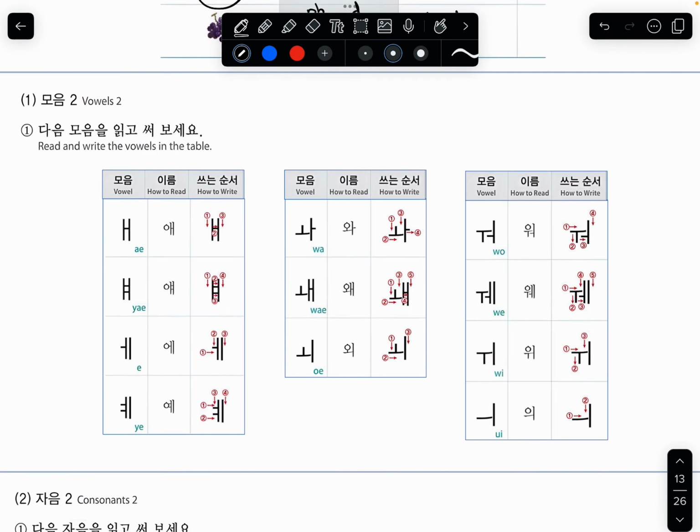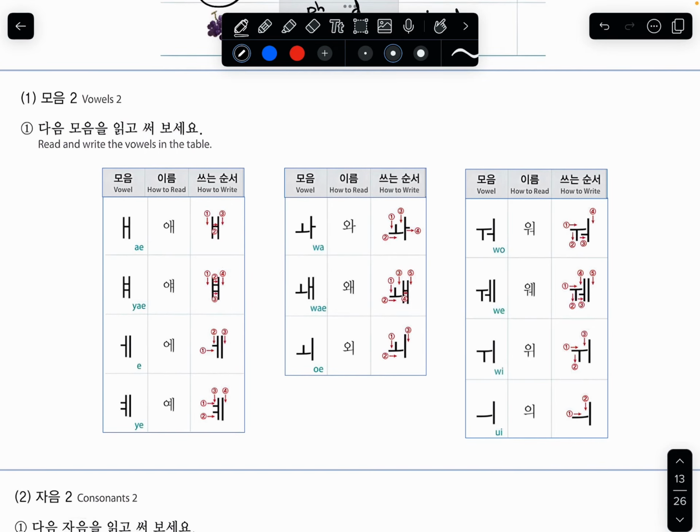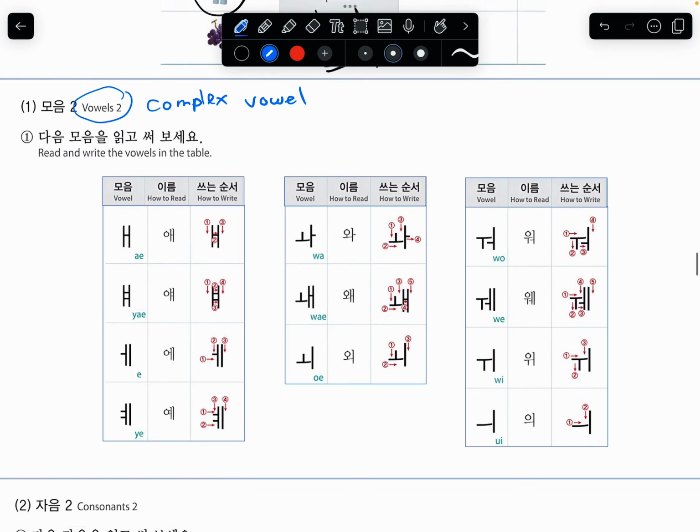Now let's move on to vowel 2. We call this vowel 2 or complex vowel. Complex vowel is actually a combination between two vowels. So let's see.